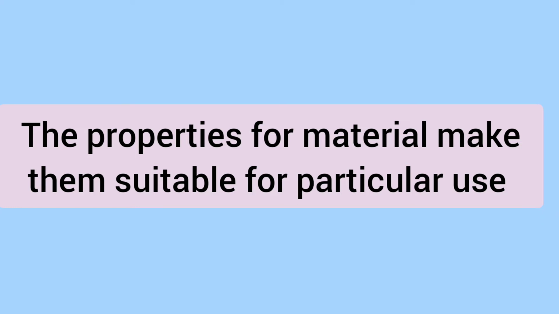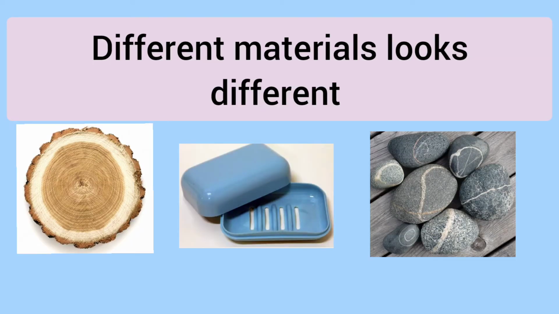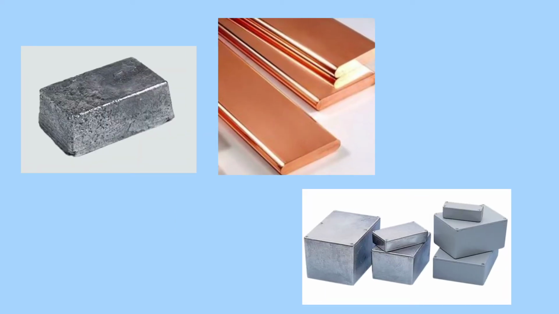Property number 1, appearance. Different materials look different. Color, texture, roughness and some other parameters contribute to the appearance of materials. For example, wood, plastic, stone, rubber all have different appearance, but we cannot classify them only on the basis of appearance, as iron, copper and aluminum have similarities between them, but they are different.